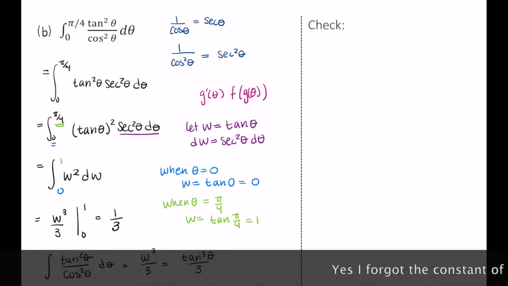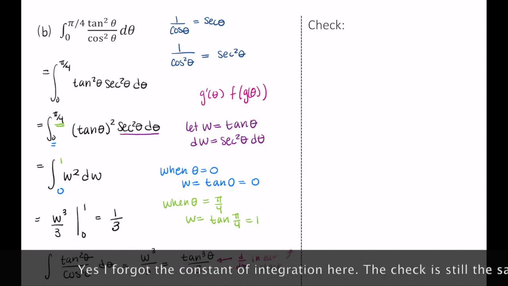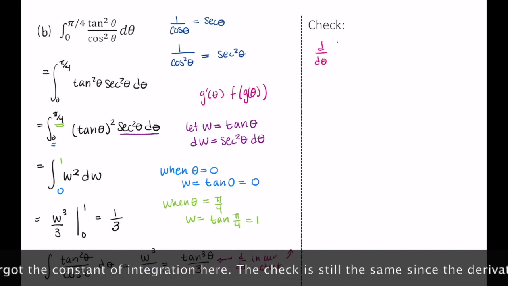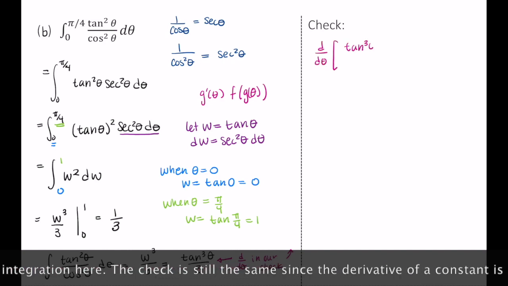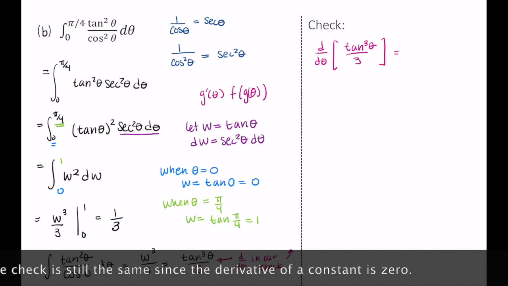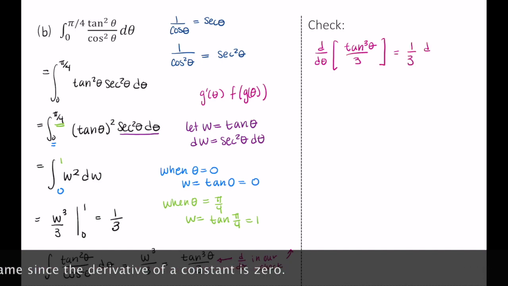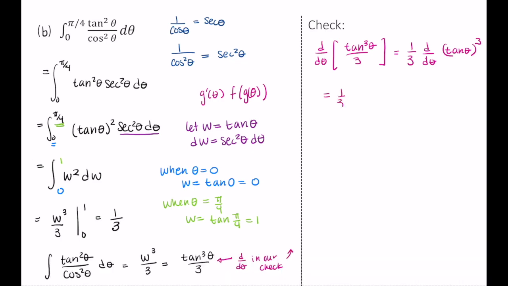Wonderful. Let's take the derivative of this one. So we're going to find the derivative of this one in our check. So the derivative with respect to theta of tangent cubed theta over 3. And my first step, I'm going to rewrite this as 1/3 times the derivative with respect to theta of tangent theta, the entire quantity cubed. And that'll make it really clear that we're using the chain rule here. So this is 1/3 times 3 times tangent theta and this whole quantity squared. Then we apply the chain rule and take the derivative of tangent, which is secant squared, and multiply it.